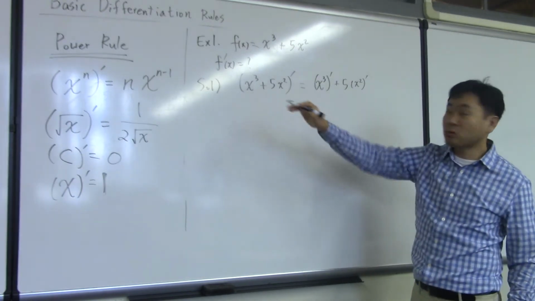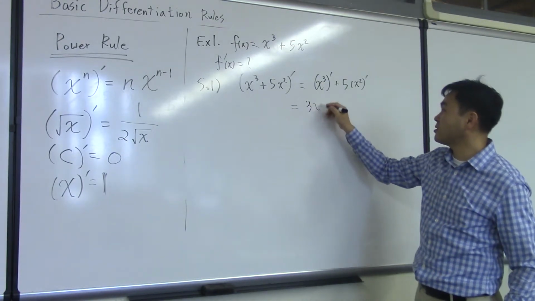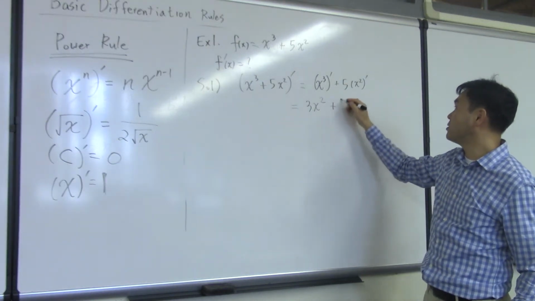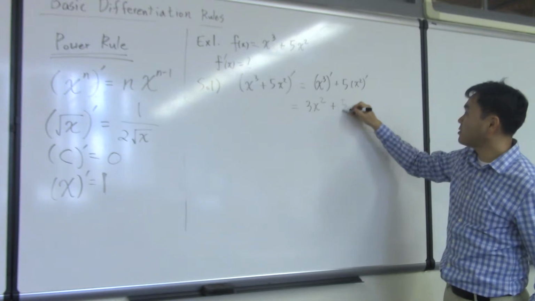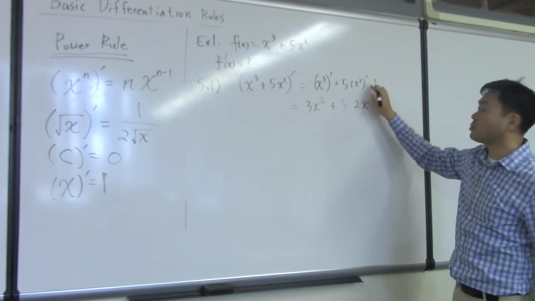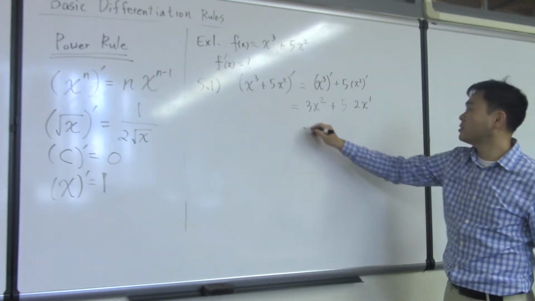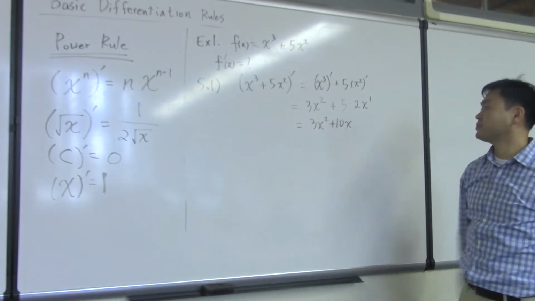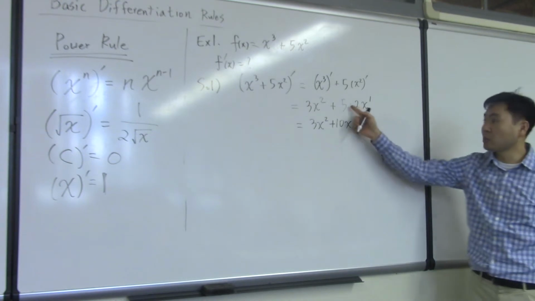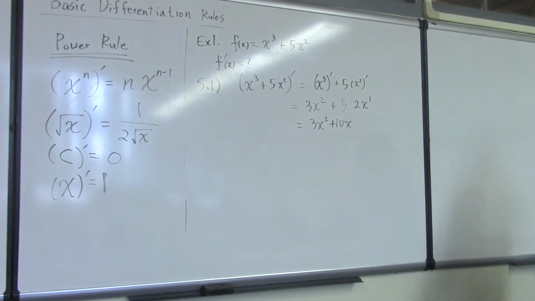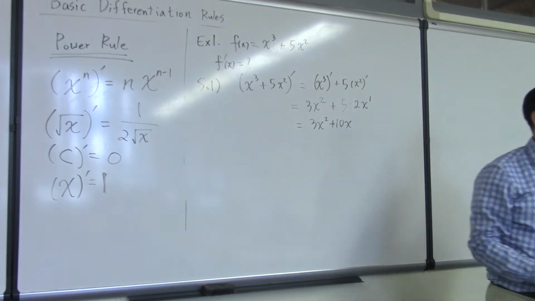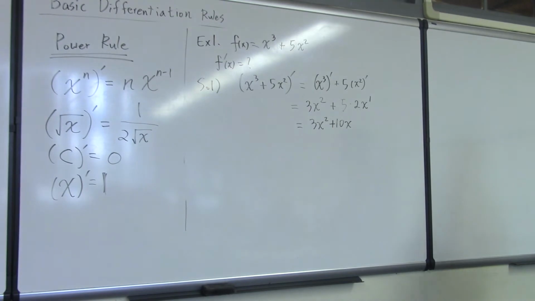And then the power rule says 3 hops in front, subtract 1 from 3, that's 2. 2 hops in front, subtract 1 from 2, so it's 1. So this is 3x squared plus 10x. Because this is a multiplication, I multiply them. Now if you compare this with having to do the limit as h goes to 0 all the time, this is much faster, right? It's more convenient.